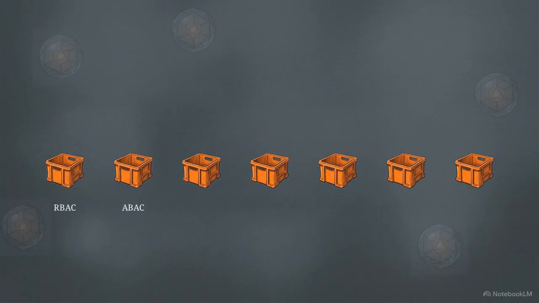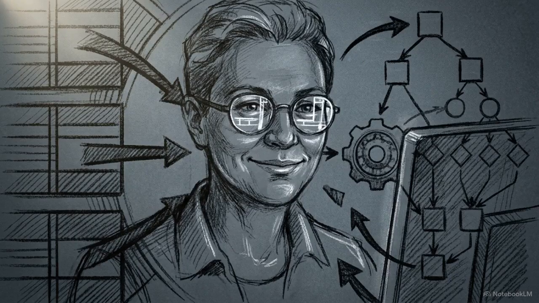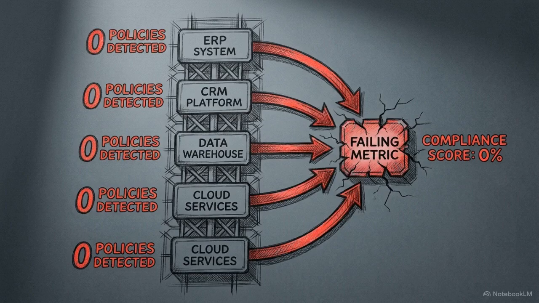First, standard role-based checks and attribute predicates. Next, framework middleware, business rule guards, and ownership filters embedded inside ORM queries. Finally, feature gates and bespoke legacy policy languages. An engineer reading the code can understand each of these patterns perfectly. But because they are scattered and decentralized, no automated system can reliably enforce or audit them across an entire enterprise.